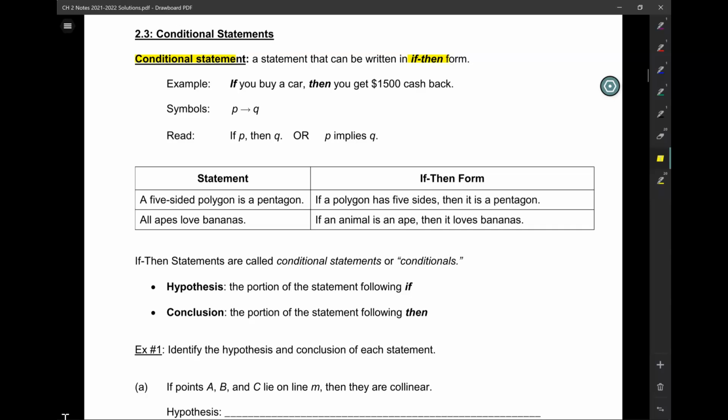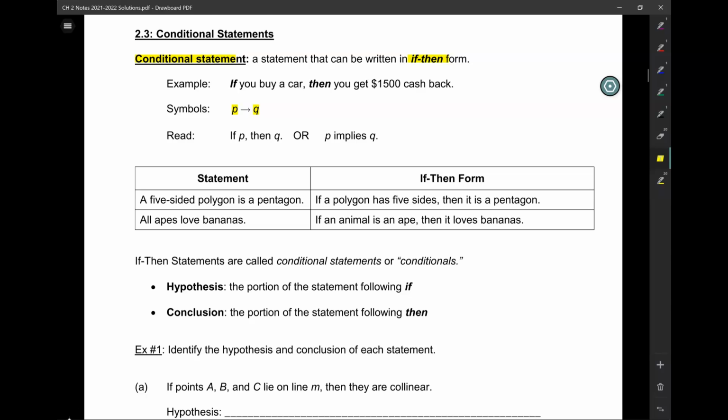There is a whole world of this reasoning, critical thinking stuff where there are symbols for this. The symbol for if-then statements is P arrow Q. That's it. No if, no then, just P arrow Q. The P is you buy a car. The Q is you get $1,500 cash back. The way we read this is not P arrow Q. The way we read this is if P, then Q. Or P implies Q. Buying a car implies you get $1,500 cash back.